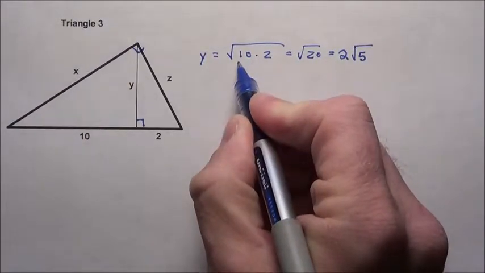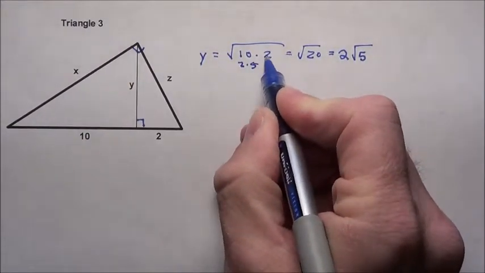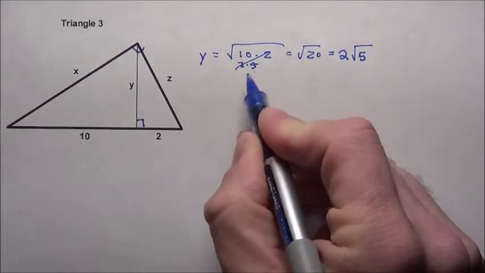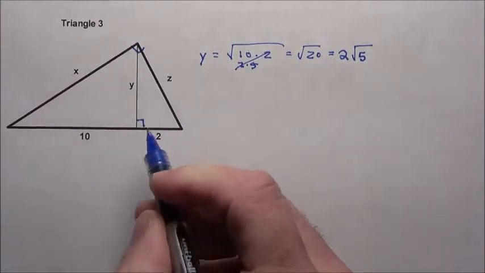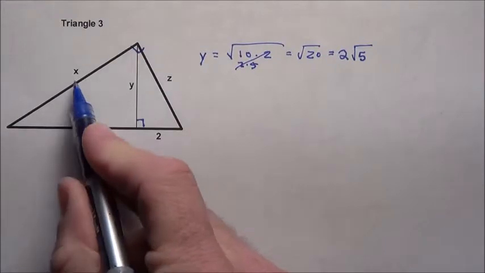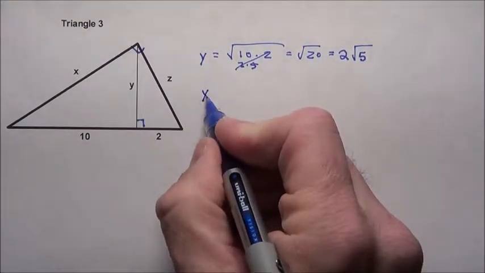Because remember, 10 is simply a 2 times 5, and you have a pair of 2's, so they're going to come out. Be left behind with a 5. Did that in the other section. Now, let's look at x. How are we going to figure out x?